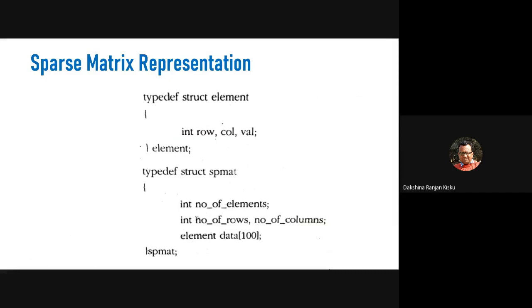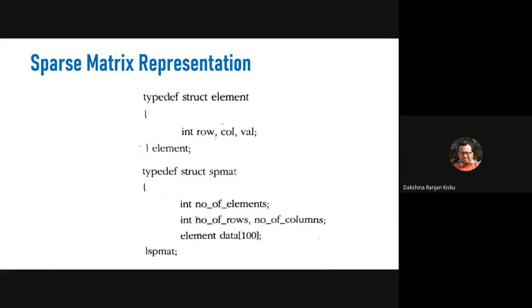So here we write typedef struct element, and there will be three members: int row, int column, and int value. If we consider the values are integer elements, then we can have row, column, value as integer type. And then we have a structure variable element of the structure element type. Here, after element we put a semicolon, so this element is the structure variable for the structure element.